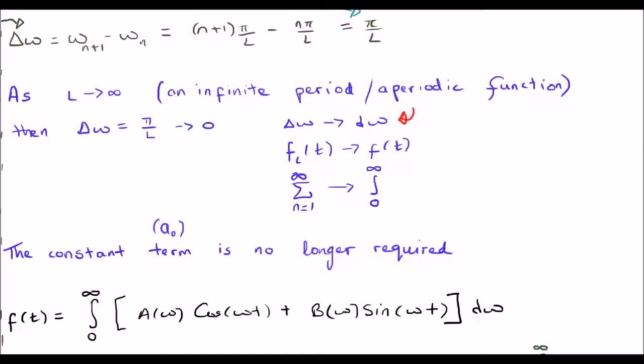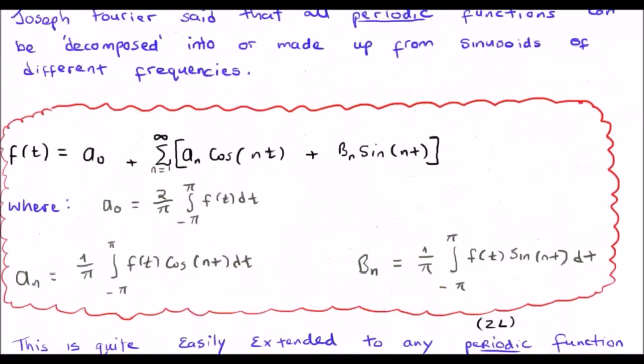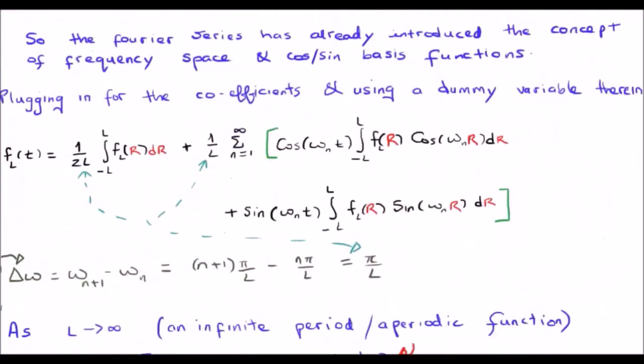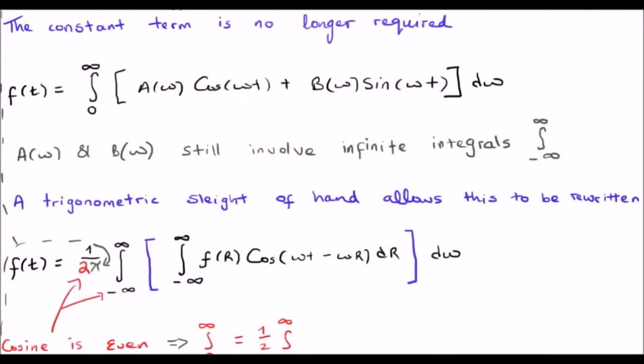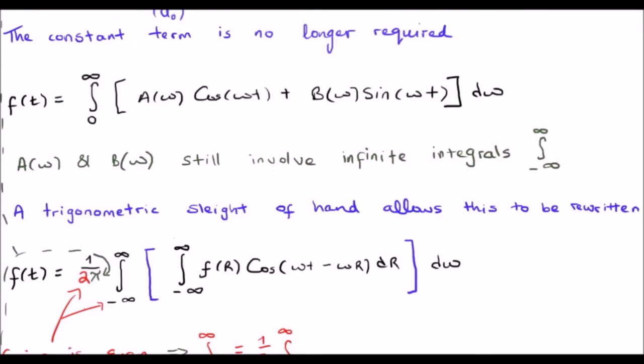Now, before we say any more, let's just remind ourselves. If we go back to the discrete Fourier series, well, b_n and a_n involve their own integrals, so this is nothing different. The a of omega and b of omega still involve particular integrals. So the a of omega and b of omega still involve the infinite integrals.